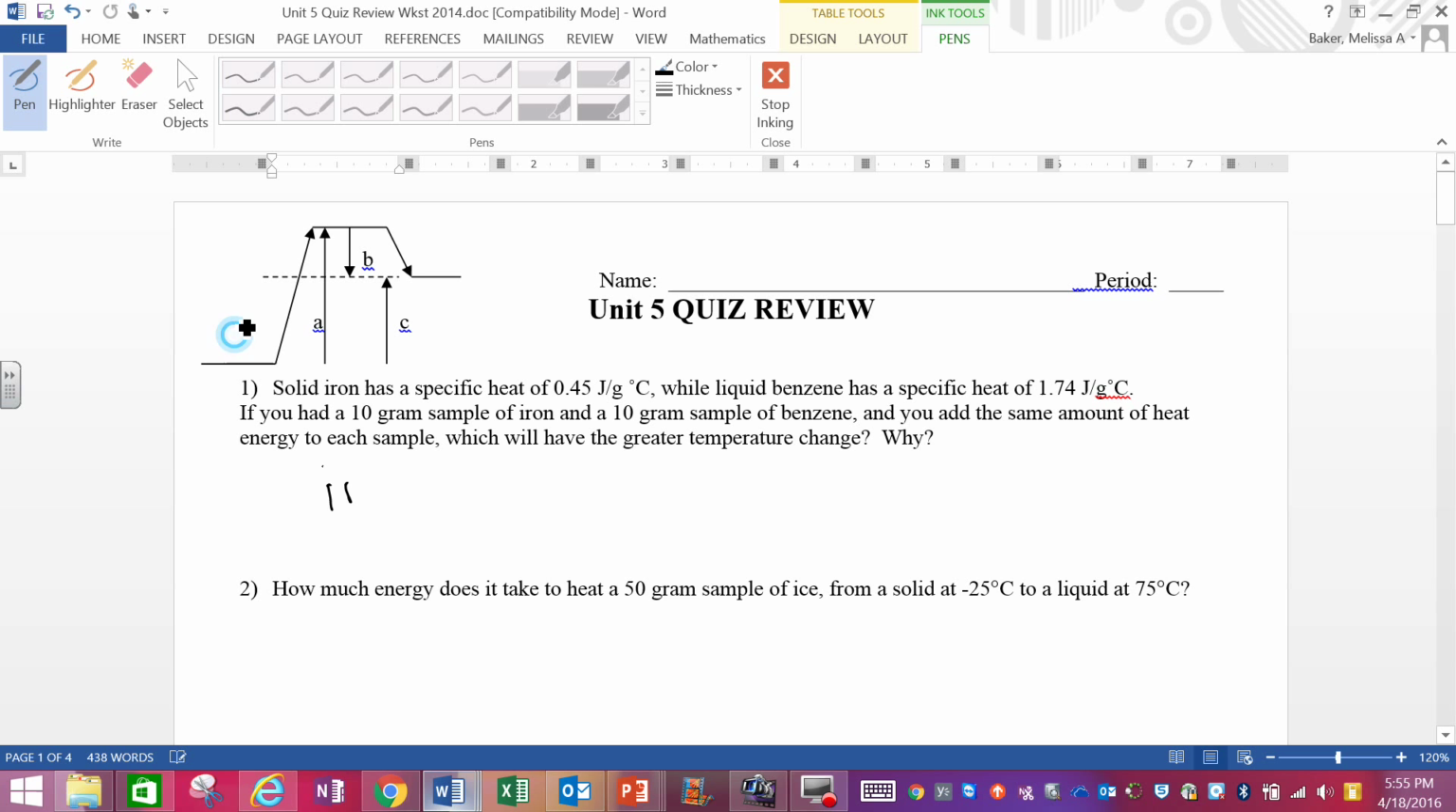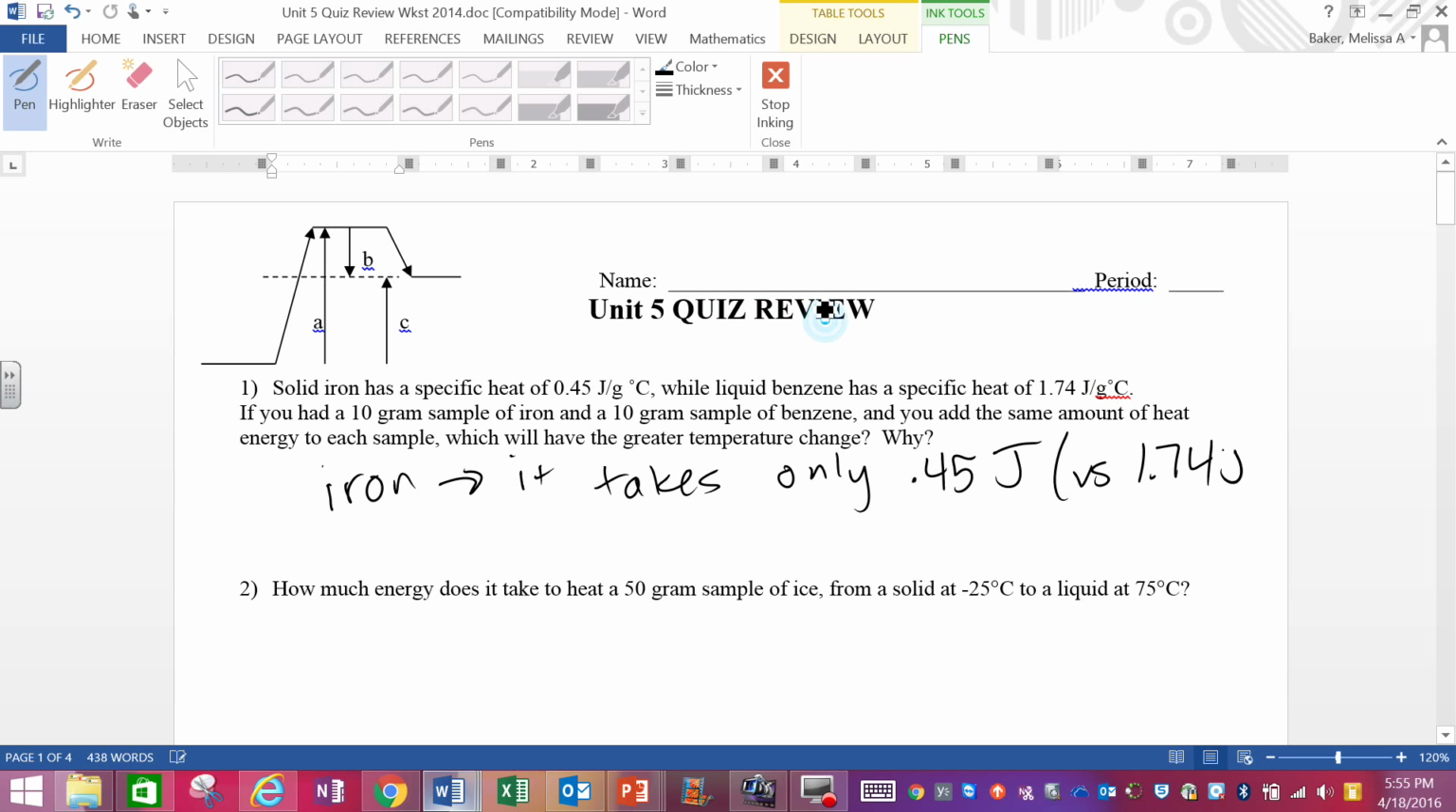Well, it would be iron. Why? It takes only 0.45 joules versus 1.74 joules to heat 1 gram up 1 degree Celsius. So iron is going to have a much greater change in temperature.